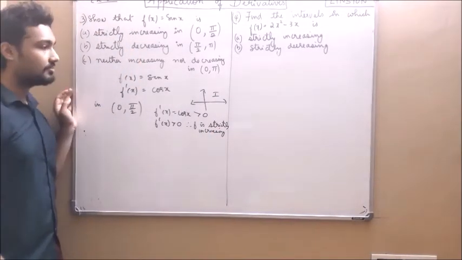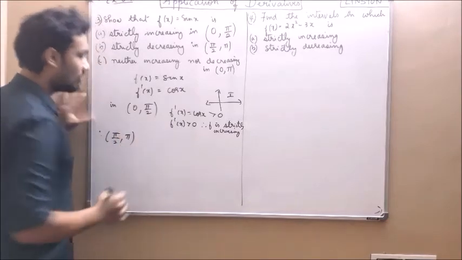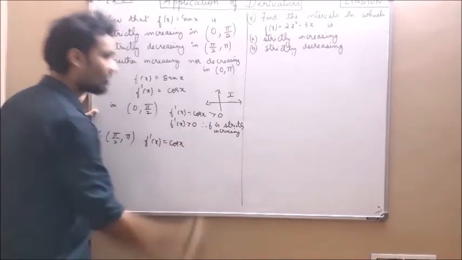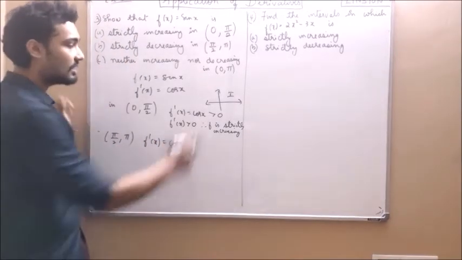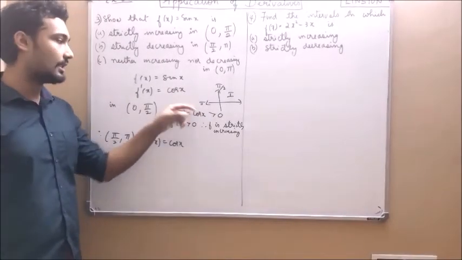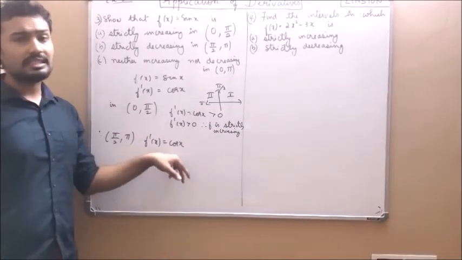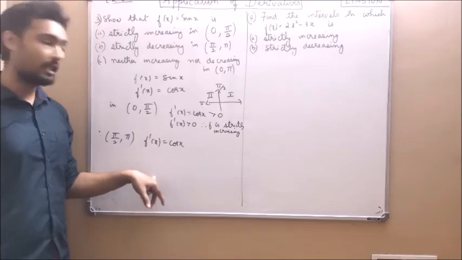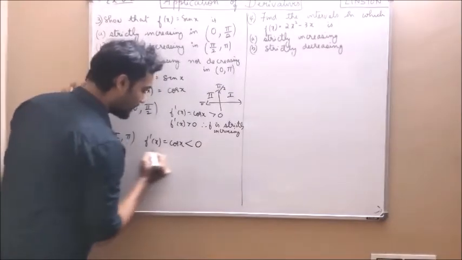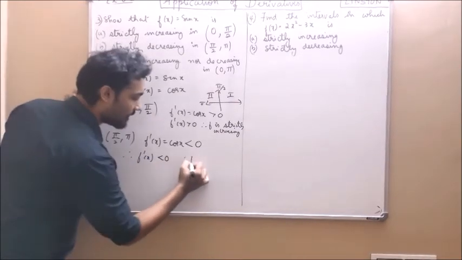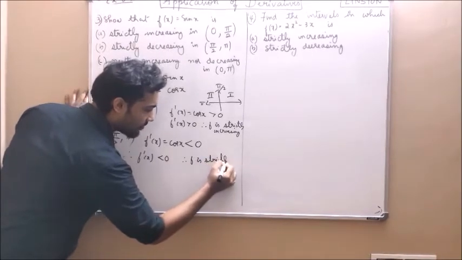Next, we will check the next interval, pi by 2 to pi. So in pi by 2 to pi, take f dash of x. What is f dash of x? It is nothing but cos x. So pi by 2 to pi, which interval is this? This is nothing but the second quadrant. Pi by 2 means 90 degrees to 180 degrees. In the second quadrant, f dash of x is cos x. Is this positive? In the second quadrant, only sin x and cosec x are positive, the rest are negative. So here f dash of x is negative, less than 0. So therefore, f is strictly decreasing.